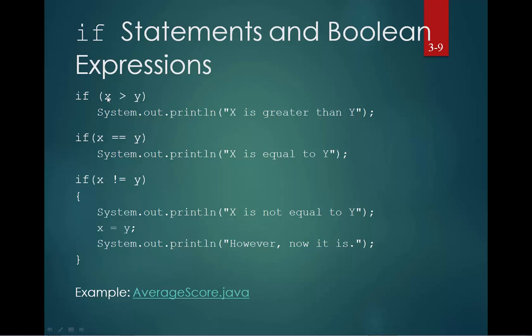What if x was 3 and y was 5? Then 3 is not greater than 5. We would just completely skip over this statement and we would go to the next statement. So these examples work similarly. This is comparing to see if they're equal, and this is comparing to see if they're not equal. This example is a little bit different because instead of a single statement after it, it shows how you can have a block of statements that are punctuated by the curly braces. And this refers to an example that's in the book.